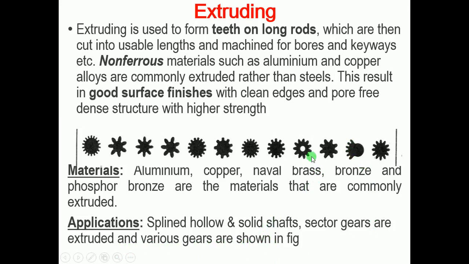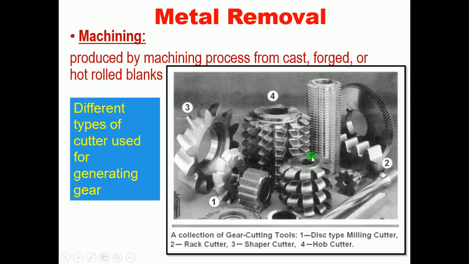Now come to the next process, metal removal. This is the biggest and most popular process to generate gears. There are different ways we can generate a gear by material removal. First is machining. Gears are produced by the machining process from cast, forged, and hot rolled blanks. These are the prerequisites for the machining process. We use blanks in the form of cast blanks, forged blanks, and hot rolled blanks.